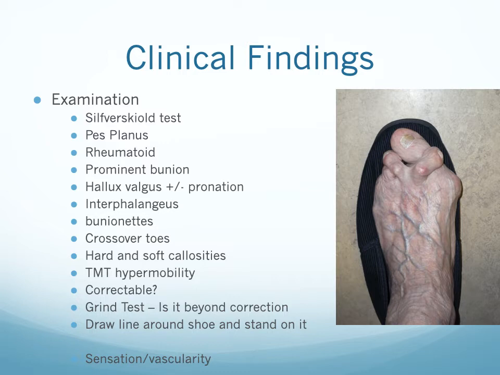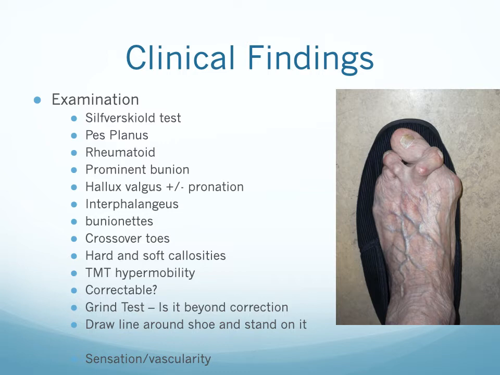As well as the hallux valgus, you might find that there's pronation of the great toe. Sometimes you can see an interphalangeus deformity because they've got a cuneiform shaped proximal phalanx. If you look at the lateral side of the foot, there may be bunionettes, which is essentially the fifth metatarsal equivalent of a bunion. You might have crossover toes.